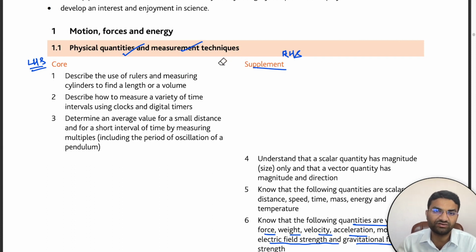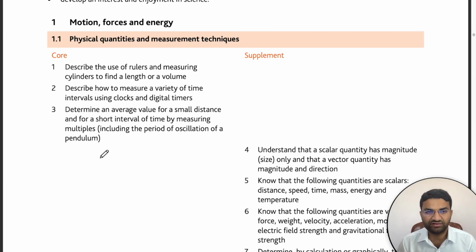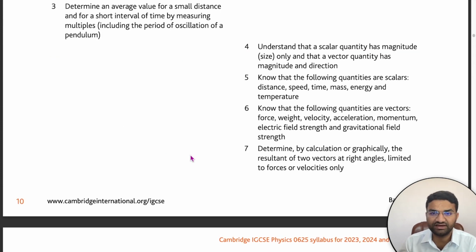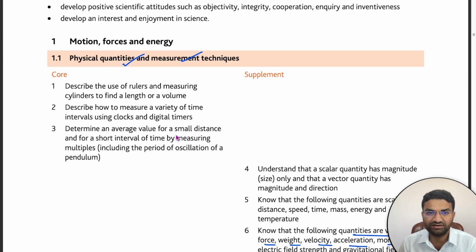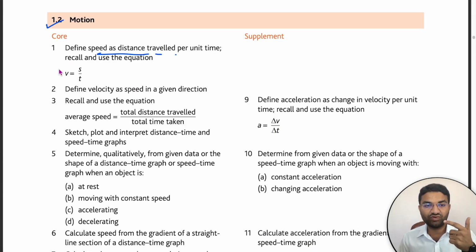For extended students, there is a core plus supplement syllabus. In motion and forces, the first topic is physical quantities and measurement techniques. Physical quantities, SI units. For extended students, the quantities include force, weight, velocity, acceleration, momentum, electric field strength and gravitational field strength. The next topic is speed, distance, velocity and acceleration. These concepts are there for the core students.